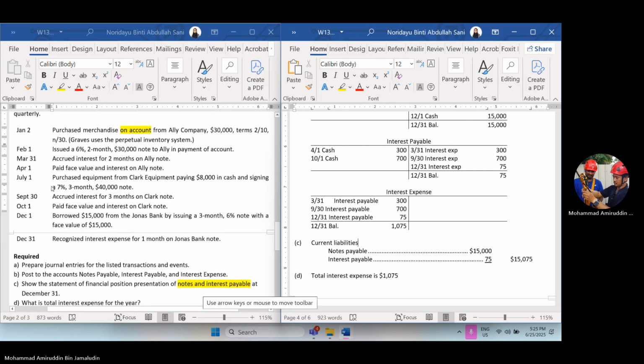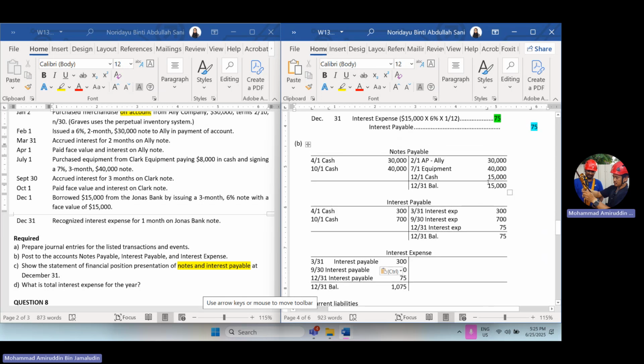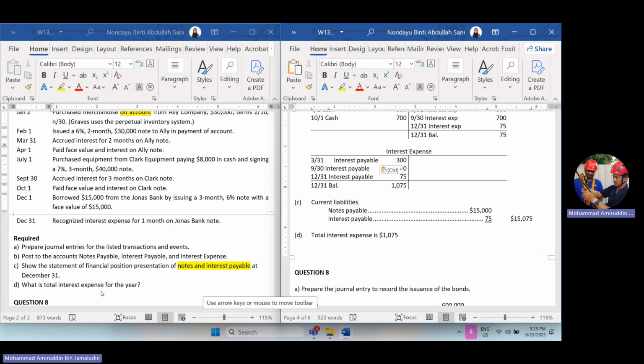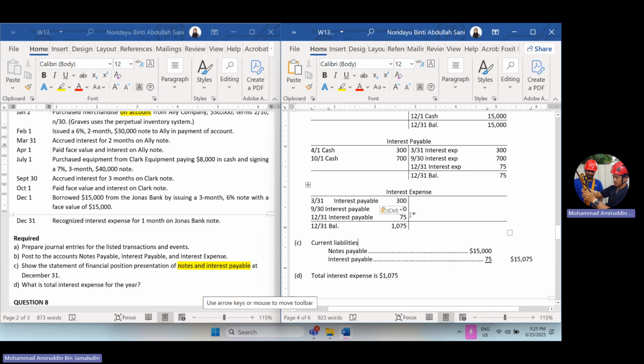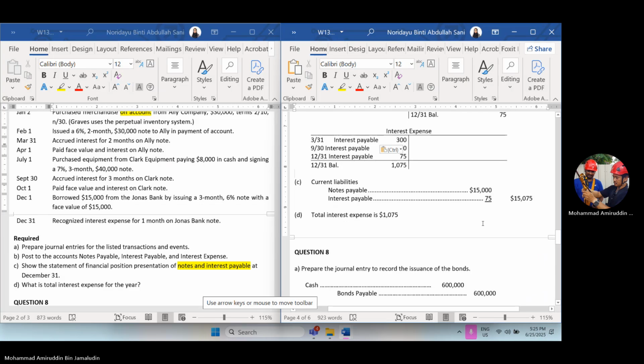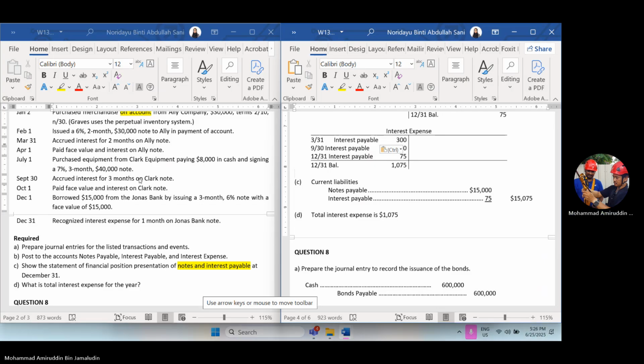Betul. The ledger. Show the statement. SOSP as extracts or notes and interest payable. So notes payable, how much left? 15,000. Interest payable, 75. That's all. How much is your total interest? Total interest is this one, your interest expense. 1075. That's all. So easy. In final, you can get 50 to 20 marks.